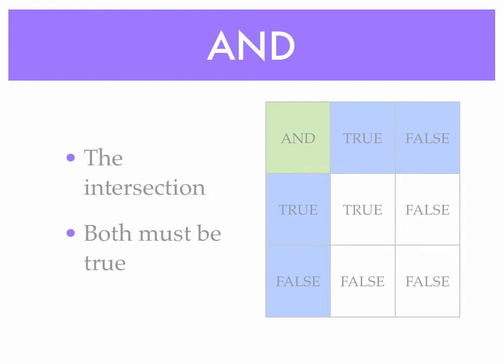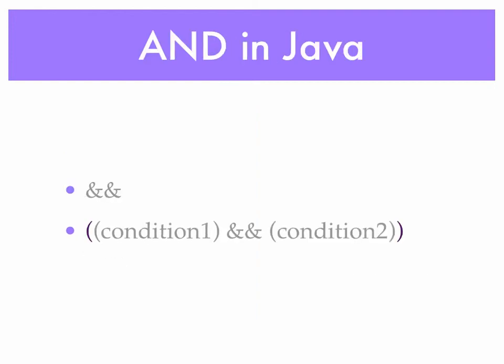Our first operator is the and. It looks at the intersection of two conditions. Both must be true to return true. So if I have two conditions and both are true, I return true. If one or the other or both is false, I return false. The symbol for and in Java is the double ampersand, and the ampersand is found on your keyboard above the number 7.